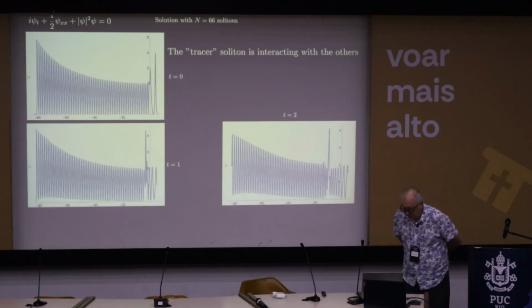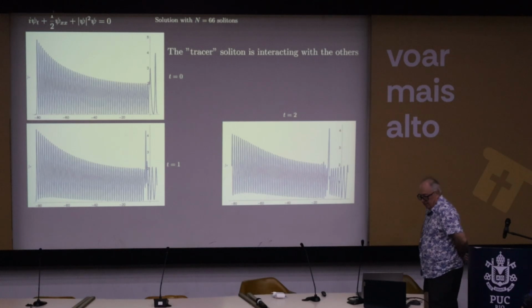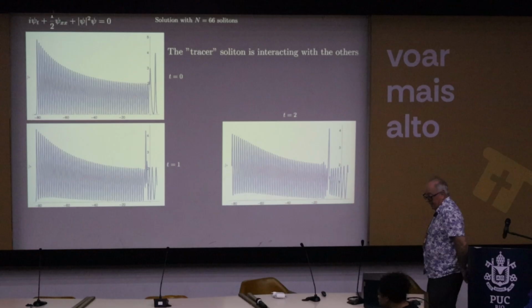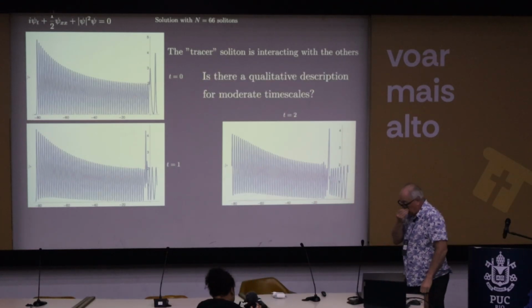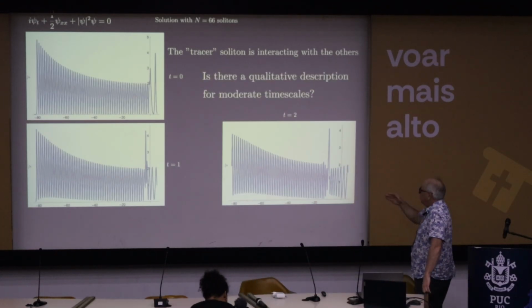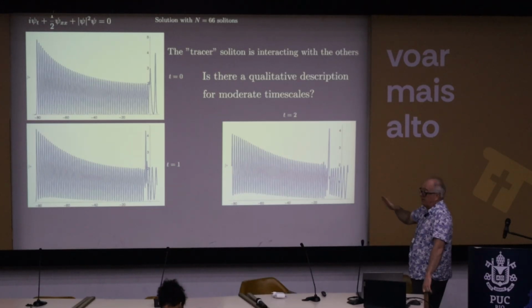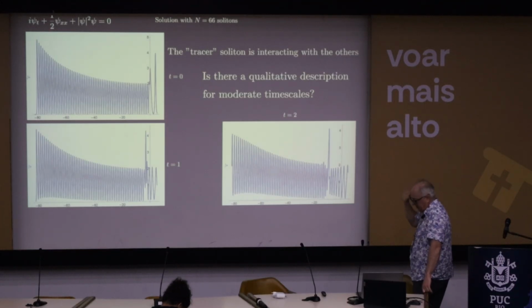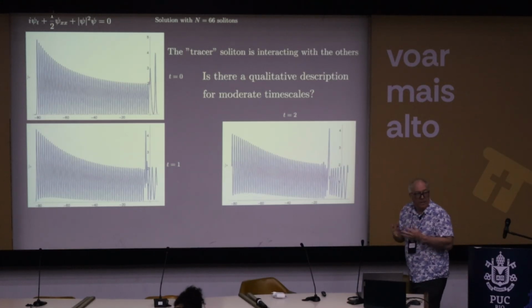This is just a snapshot from the previous slides. And again, the question is, is there a qualitative description for this for moderate times? It's a strange kind of question because the system is completely integrable, but you're looking for a qualitative explanation which describes maybe a coarse-grained picture. Can you describe the average velocity of this peak as it propagates through and how it couples to the evolving density of soliton parameters? Something like that.